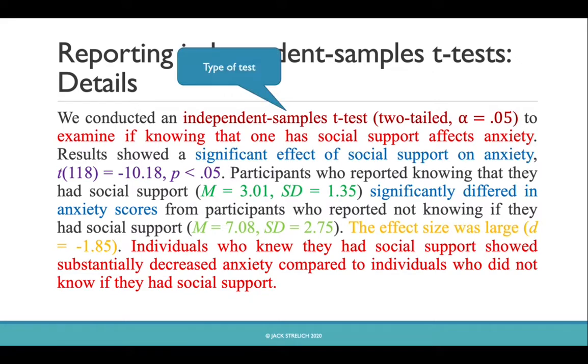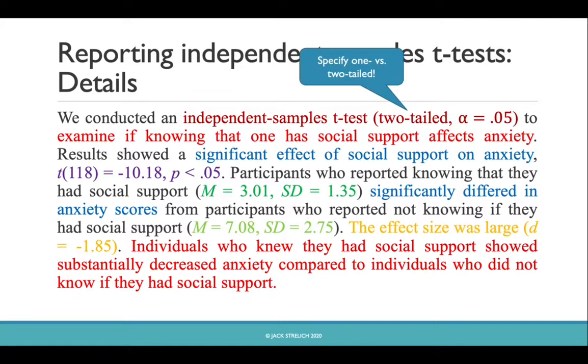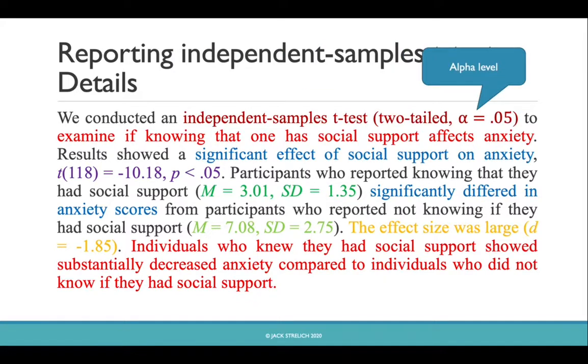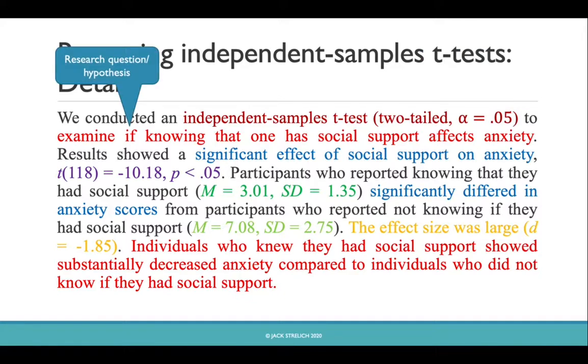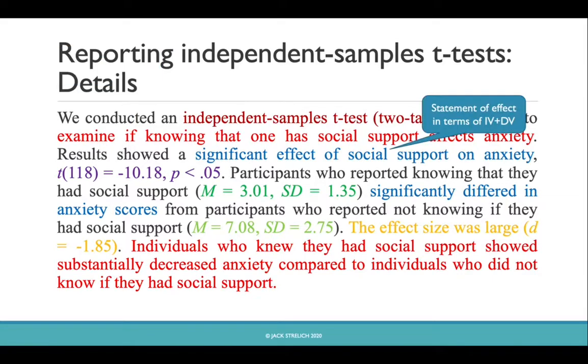So we begin by stating the type of test that we conducted, an independent samples t-test, stating the number of tails, and specifying the alpha level that we used. We next give a brief description of our research question and our hypothesis. We explain why we ran the test at all. We give a brief statement of the results in terms of the independent and the dependent variable. So here we say a significant effect of social support, our independent variable, on anxiety, our dependent variable.